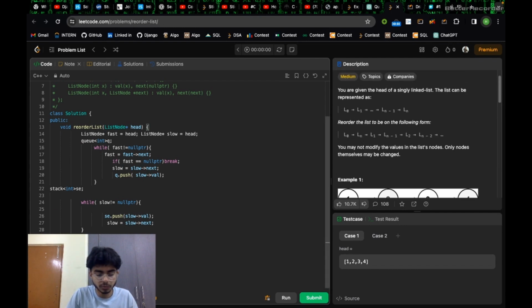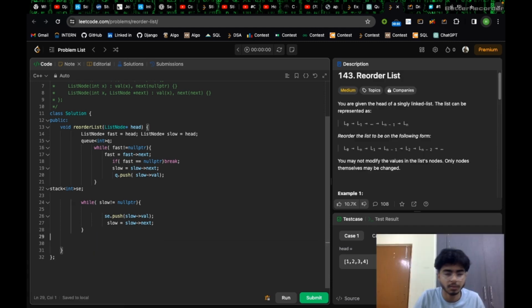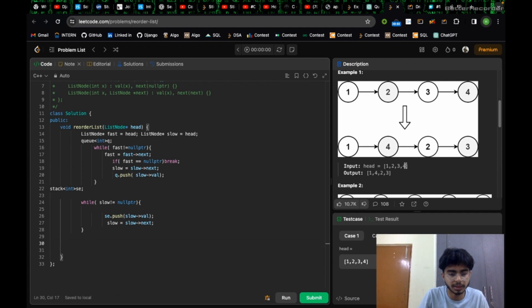Then we just have to alternately put the values, changing the next pointer of each index. So while we don't finish all our structures. Sorry for the screen issue. So we got both data structures ready. The queue stores up to the mid value and the stack stores from the mid to the last value. So we will store while both of them are not finished.